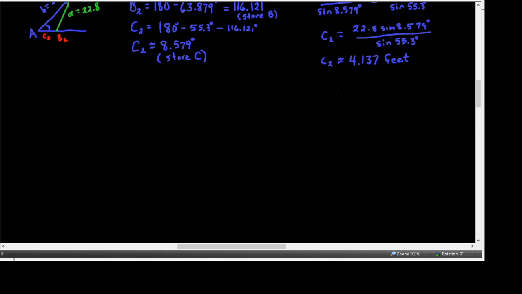All right, so let's do another one. Angle A is 43.5 degrees. Then side A is given, and it is 10.7 inches. And then side C is 7.2 inches.